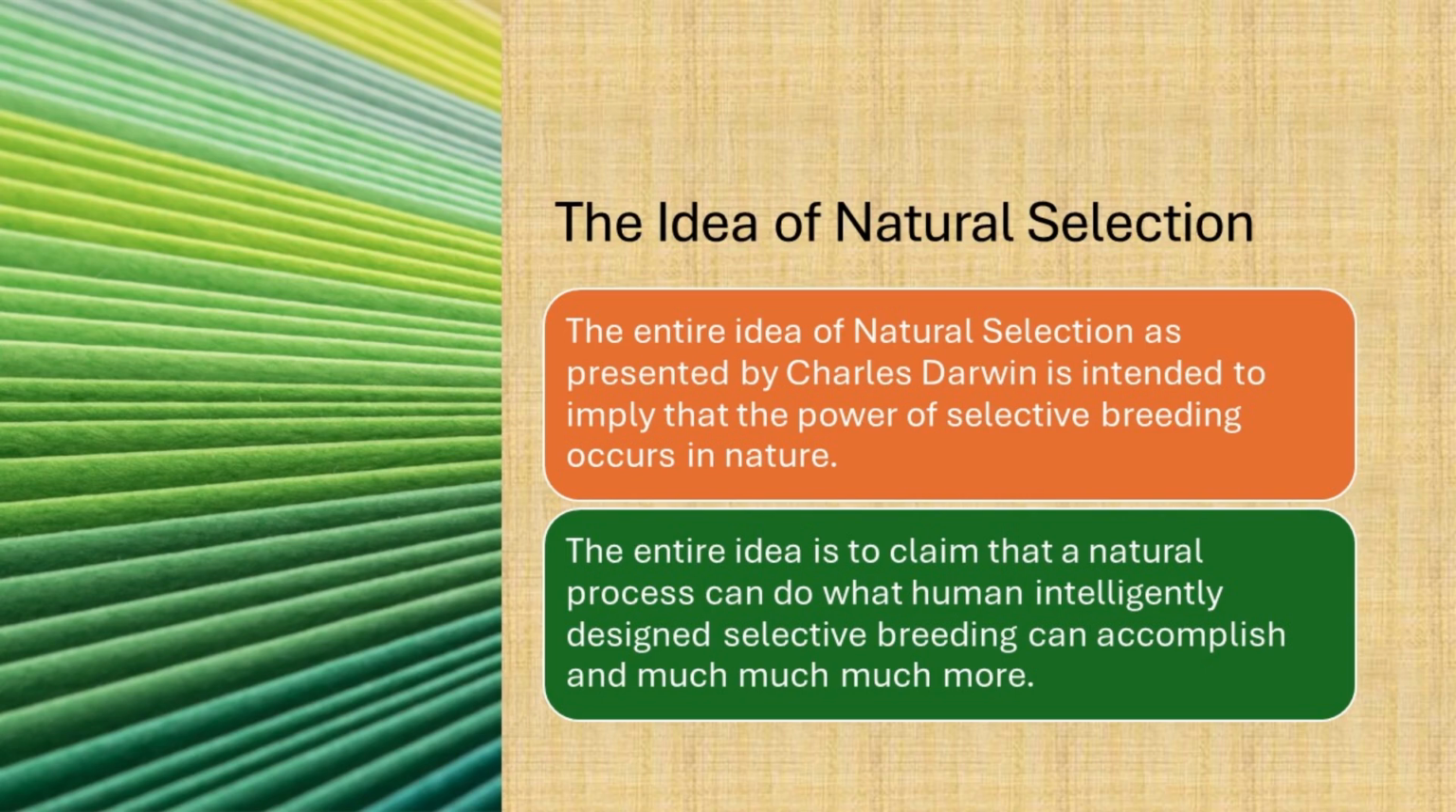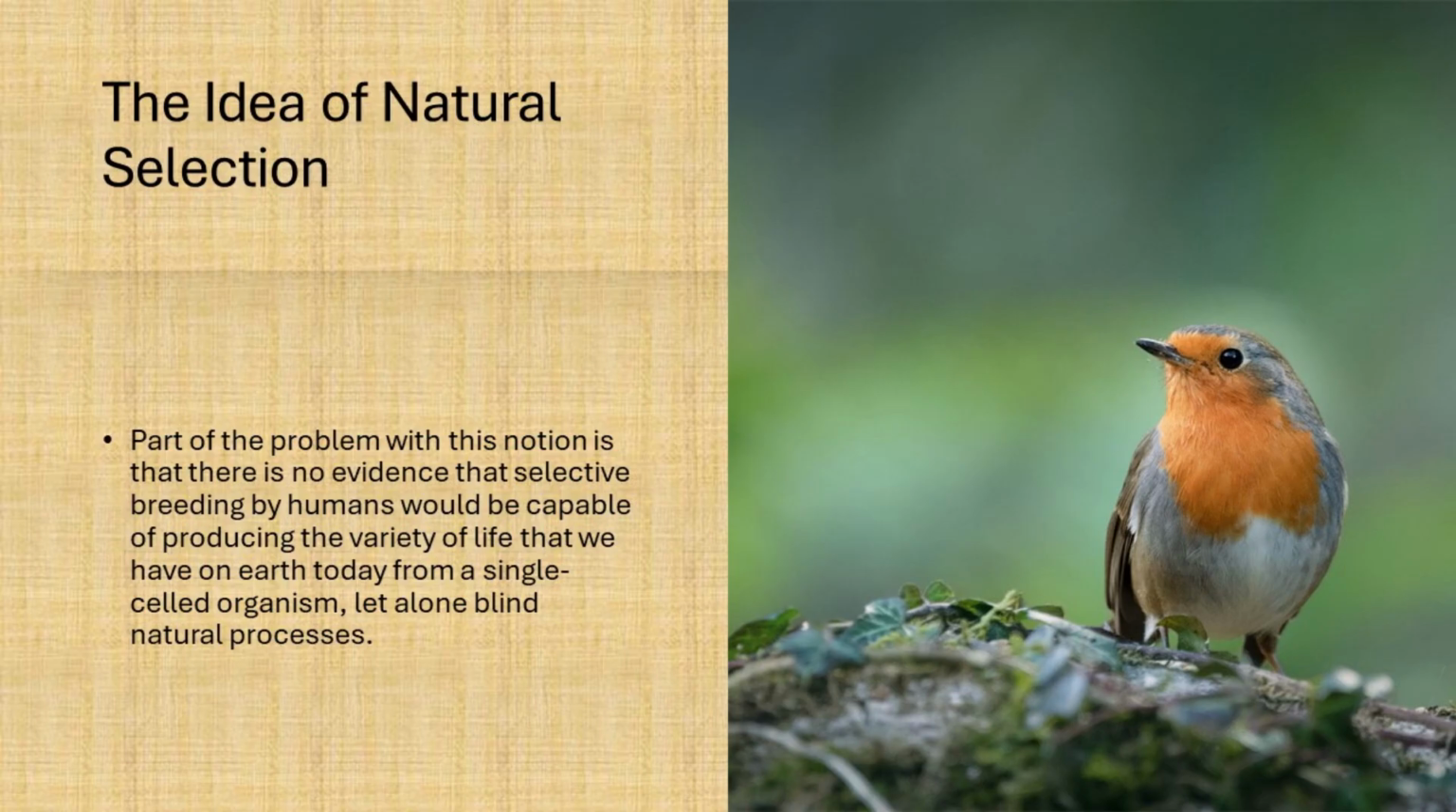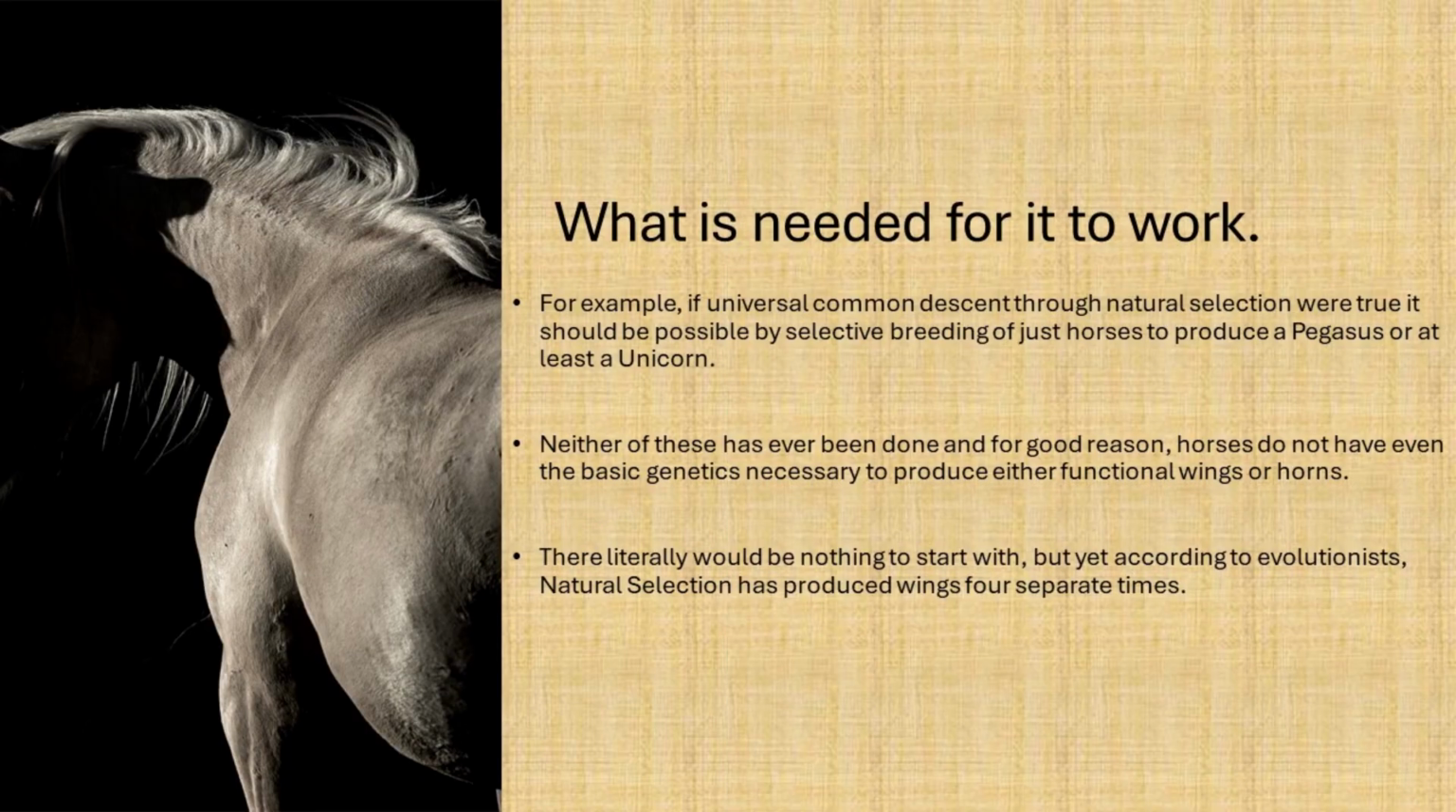Part of the problem with this notion is that there is no evidence that selective breeding by humans would be capable of producing the variety of life that we see on Earth today from a single common organism, let alone blind natural processes. For example, if universal common descent through natural selection were true, it should be possible by selective breeding of just horses to produce a Pegasus, or at least a unicorn. Neither of these have been done, and for good reason.